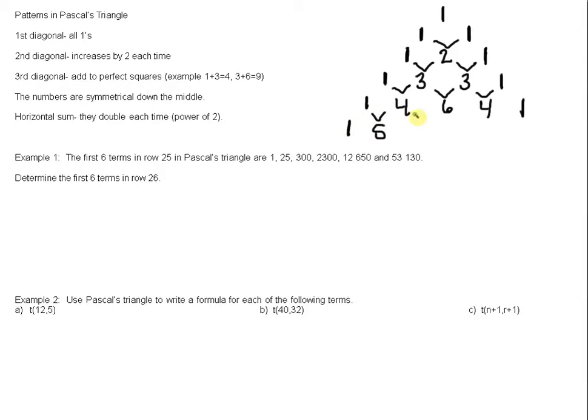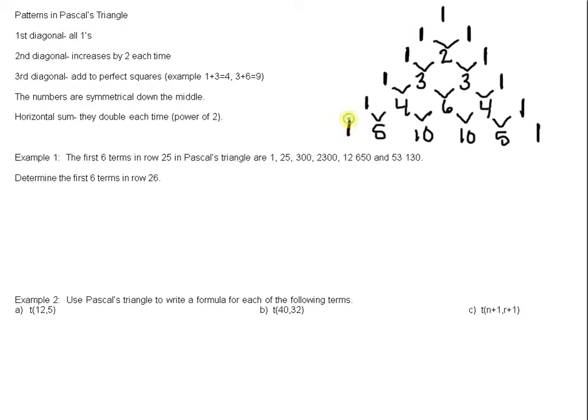1 plus 4. Or sorry, 4 plus 6. 6 plus 4. 4 plus 1. And then the 1 down the side. Okay? This is Pascal's triangle. So let's take a look at some of the patterns.